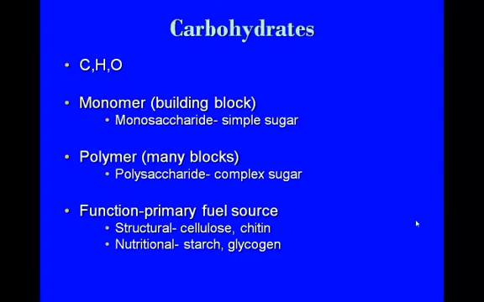Okay, we're going to start with carbohydrates. This is your first macromolecule. They're made of carbon, hydrogen, and oxygen. Now, a monomer, mono meaning one, that is the simplest form of a carbohydrate. So this is what we call our basic building block. Okay, so for carbohydrates, that would be a monosaccharide, which is a simple sugar. It's one sugar. Now, rarely do we deal with just monomers, especially if we're eating. We never eat a monomer. We eat polymers. Polymers are many blocks. So this would be poly, meaning many. You have a polysaccharide. This would be a complex sugar.